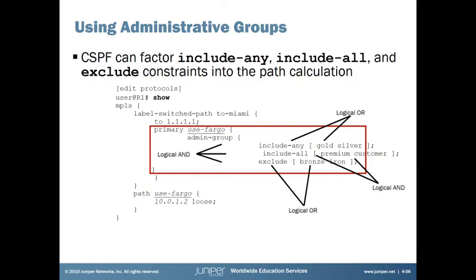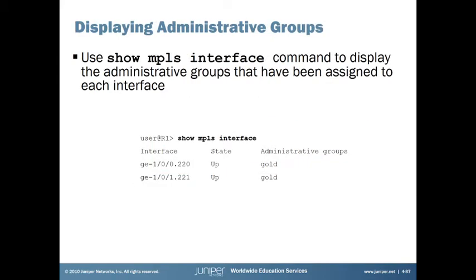So we can say the path can take any gold or silver, or it has to take all, or it has to take none. So there are our three possibilities: any, all, or none, basically exclude. And we can also put a loose hop in our path as well. So these are just the constraints that we have put in so far. Okay, if we do a show MPLS interface command, we will see the administrative groups that are assigned to particular interfaces. Here we've got gold assigned to both of those interfaces.